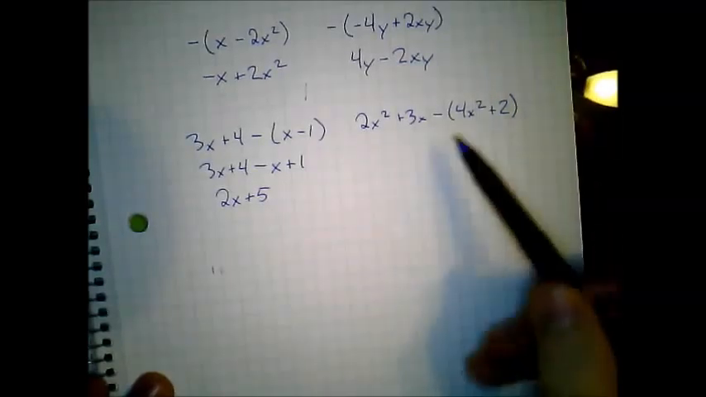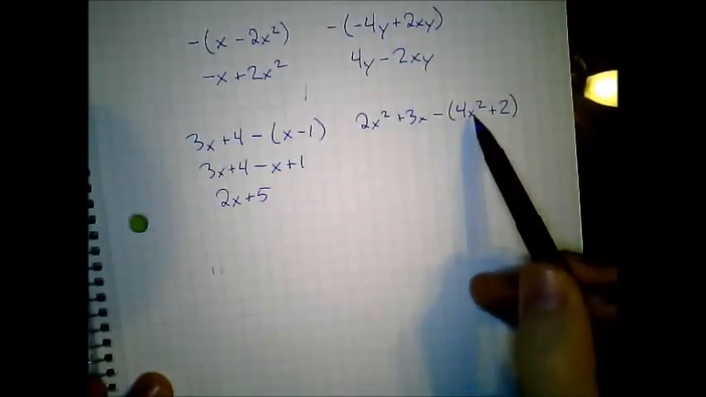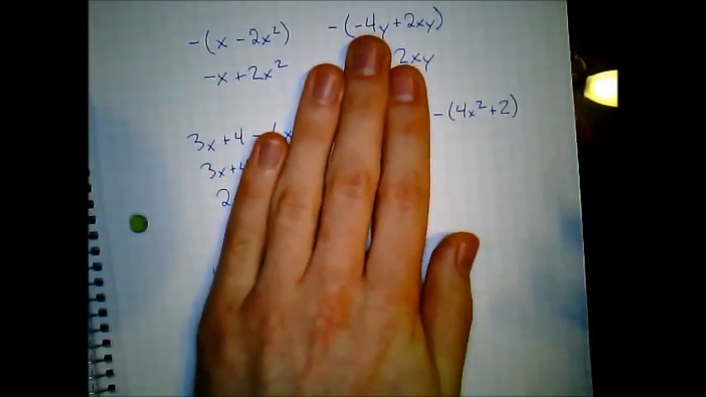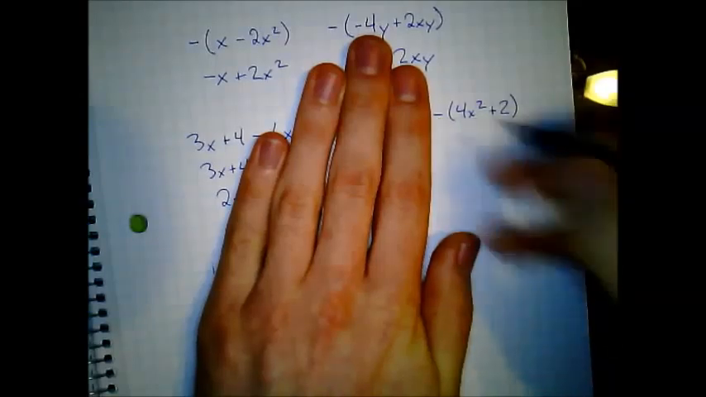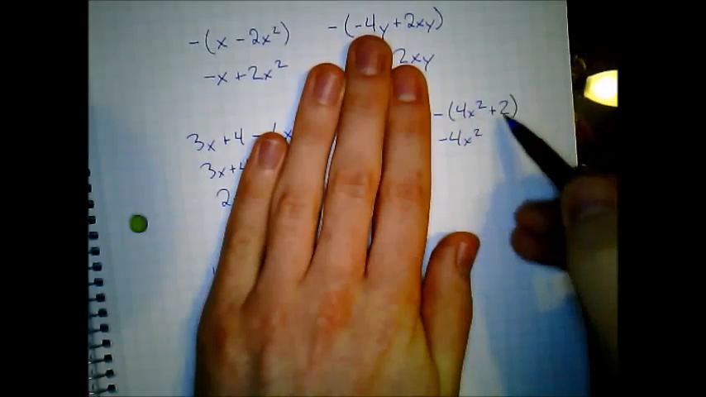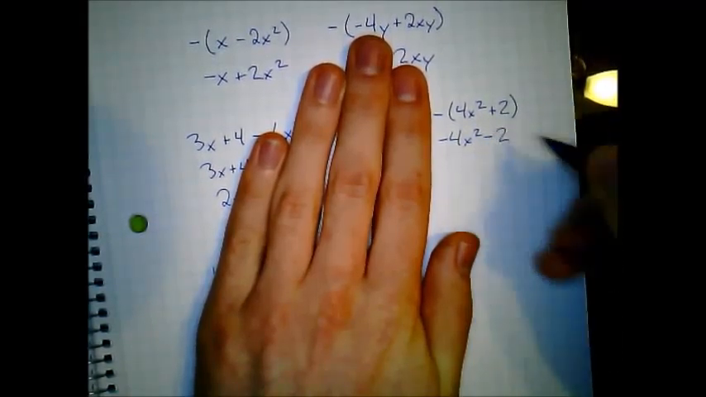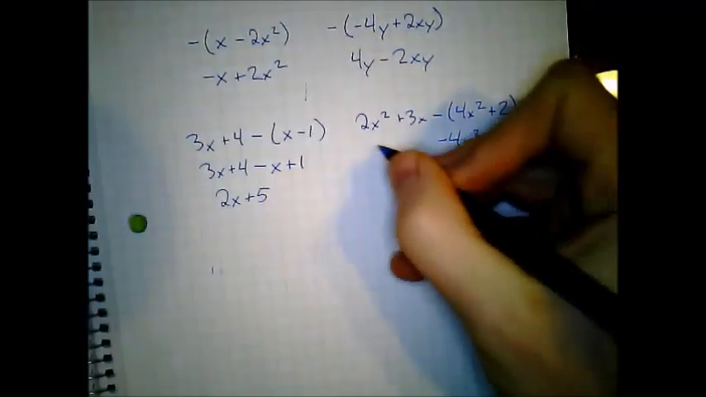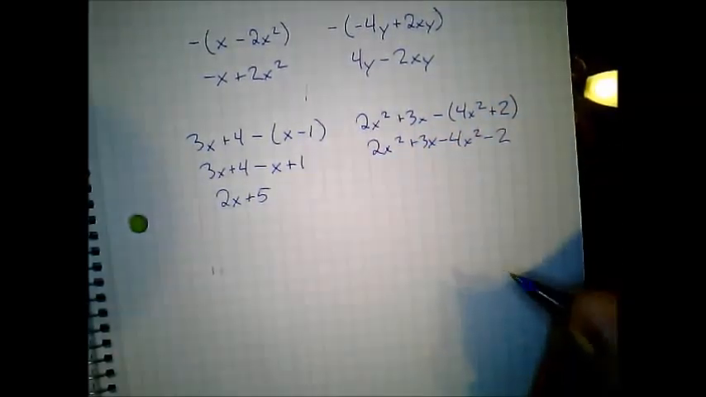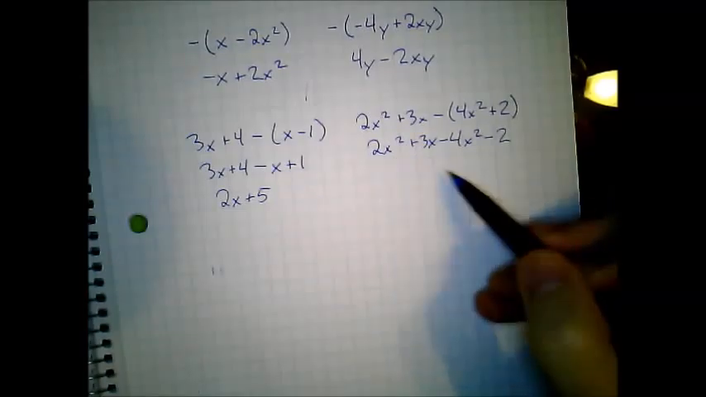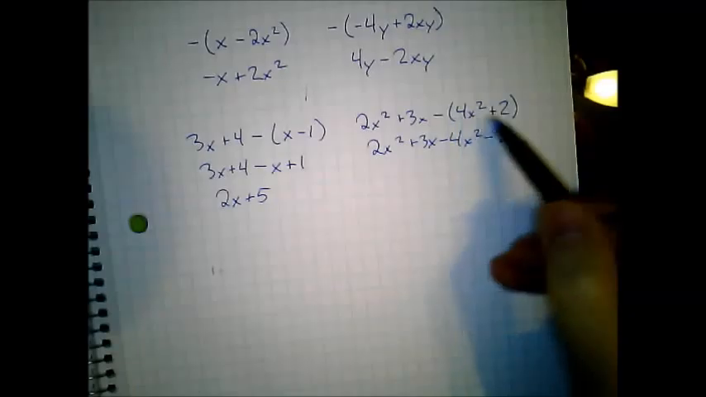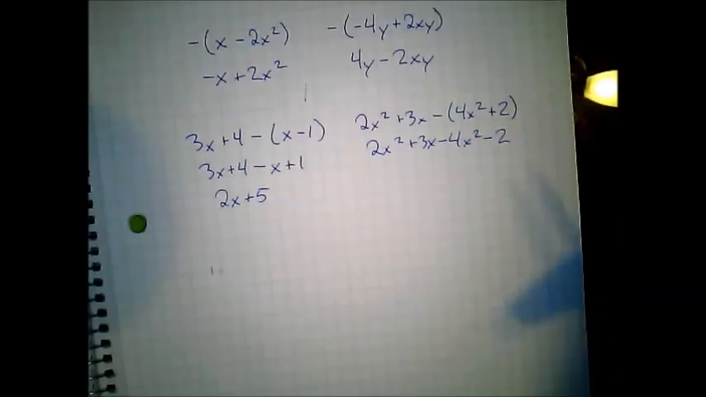Okay, so we see we have a group, and we're subtracting this group. We want to flip this group. So let's do it. We want to take the opposite of 4x squared, which is negative 4x squared. We want to take the opposite of positive 2, which is negative 2. And now we want to include everything exactly as it was that wasn't part of that group. So we have 2x squared plus 3x minus 4x squared minus 2. We flipped everything in this group to its opposite.